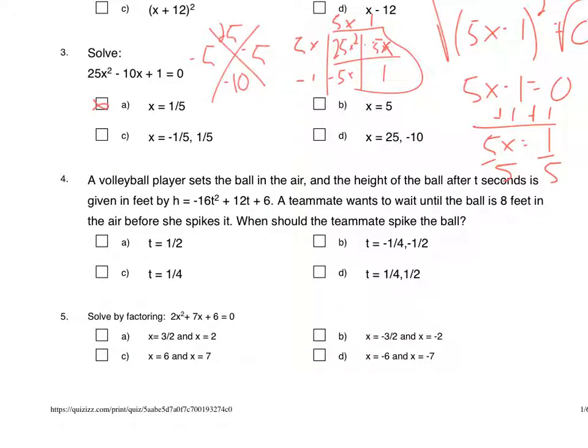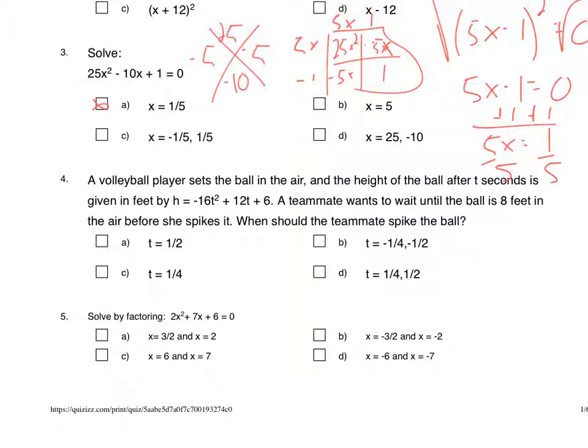Hey, so on number 4, it says volleyball player sets the ball in the air, and the height of the ball after t seconds is given in feet by our equation h equals negative 16t squared plus 12t plus 6. A teammate wants to wait until the ball is 8 feet in the air before she spikes it. When should the teammate spike the ball? So we have to identify what we have.